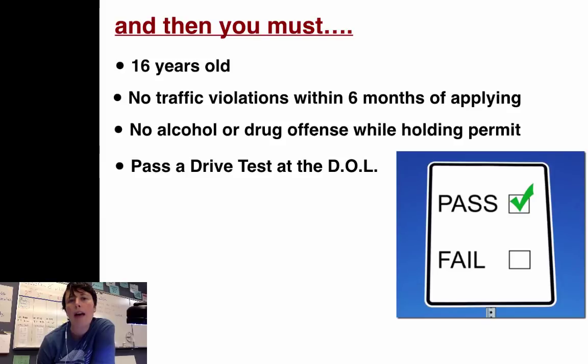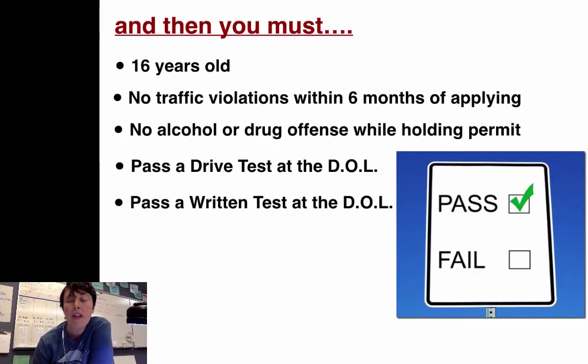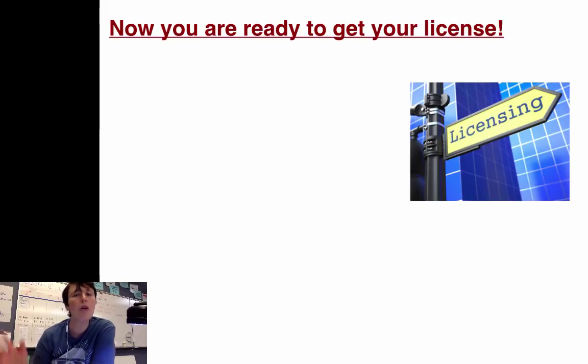And then you have to pass the official driver's test at the Department of Licensing. So that is that final drive test that you probably have heard many people talk about. There's also a written test that you take that's all about the rules of the road and what rules you have to follow and things like that. So you do all that work. You take your class, you get your 50 hours, you pass your driver's test, you pass your written test, and you're ready to get your license.